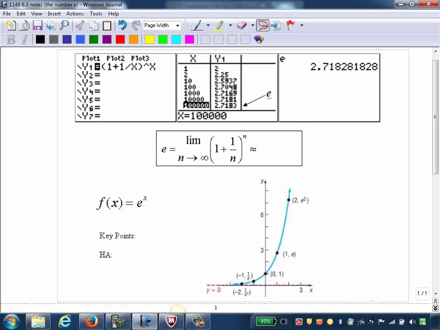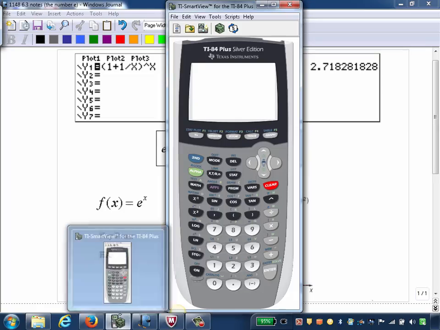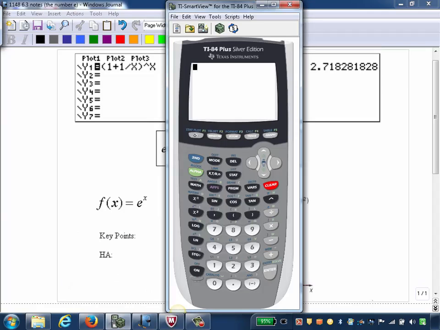In order to discover it, we're going to get our graphing calculators, and we're going to enter the following function. So go to your y equals, and we want to enter this function. We want to enter the sum, so enter parentheses, the sum of 1 plus 1 over x, that whole quantity raised to the x power. So don't forget the parentheses around here.